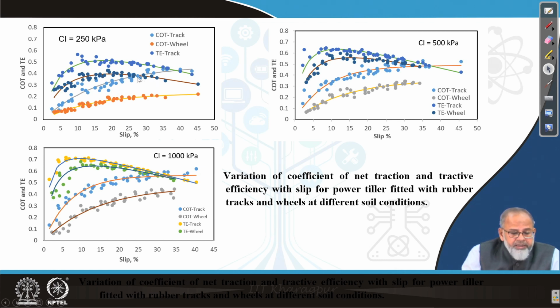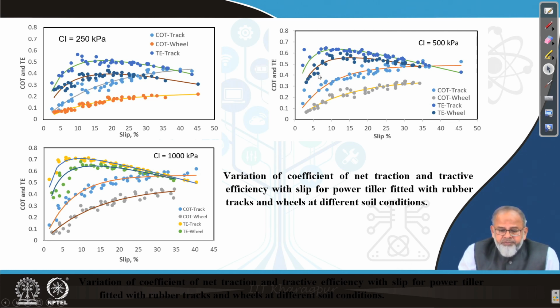Initially it is increasing, then it is going slowly. The rate of increase is reduced and it is slowly becoming nearly constant. This orange color and these are the two for COT, that means pull divided by weight. Whereas these two curves, the upper two curves, they are meant for tractive efficiency. The top curve is for tractive efficiency of track, whereas the lower one is the tractive efficiency of wheel.